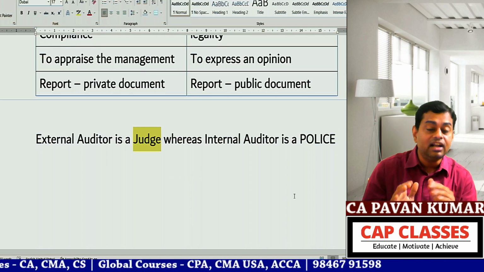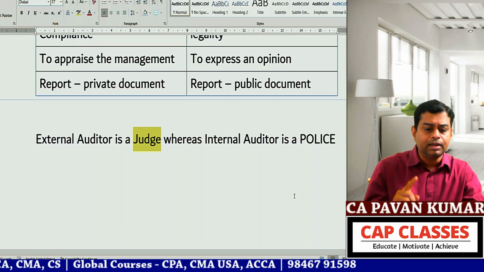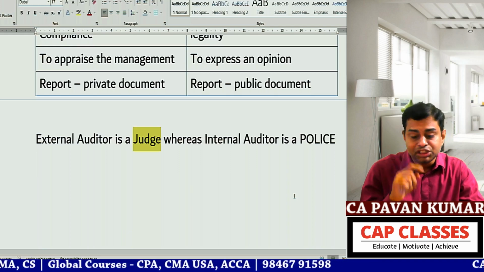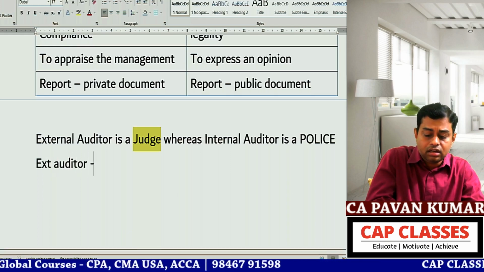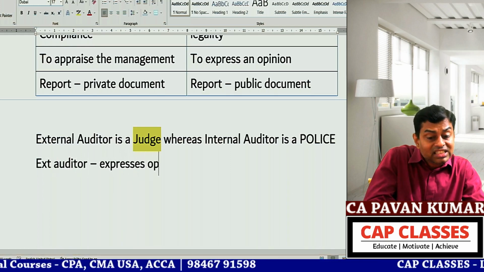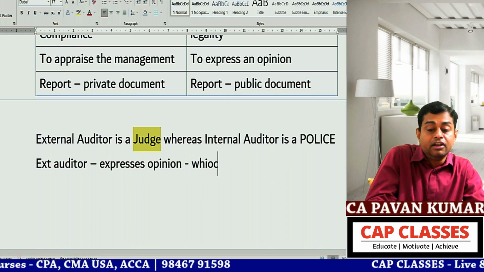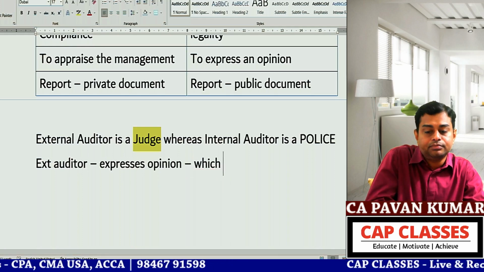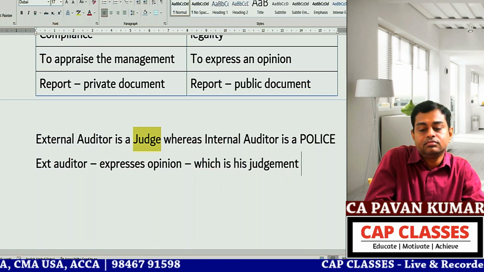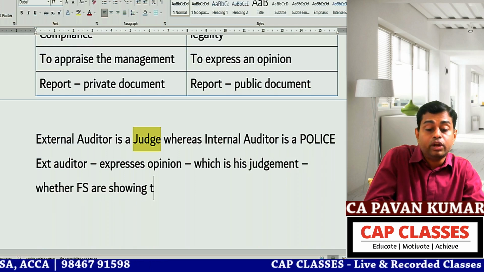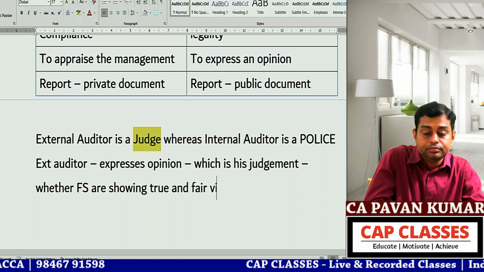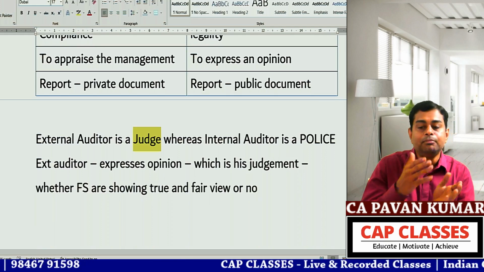I am not saying that, but still, listen. External auditor is a judge. So, external auditor expresses an opinion, which is his judgment, as to whether financial statements are showing true and fairly or not. He comes once in a year.